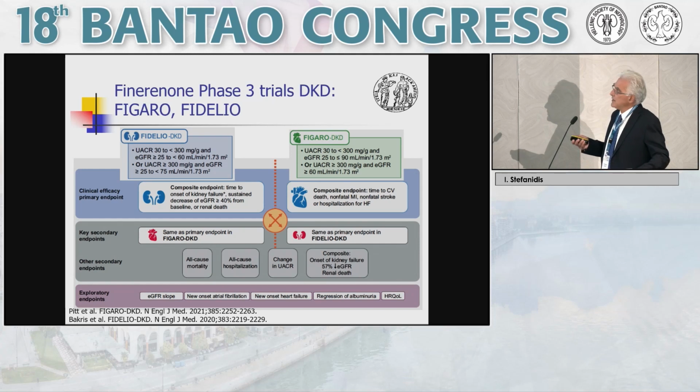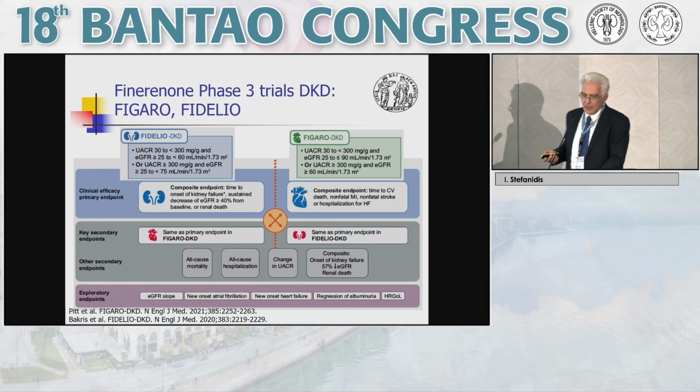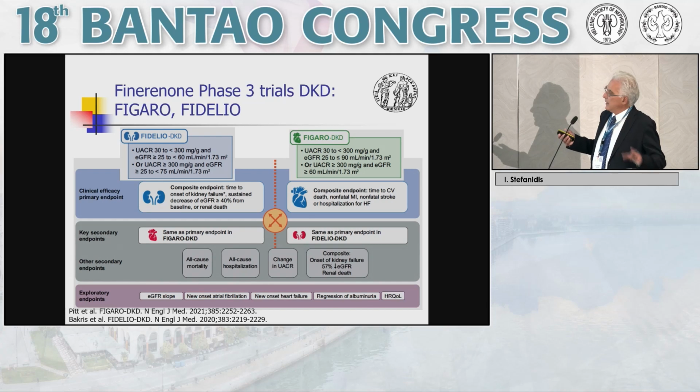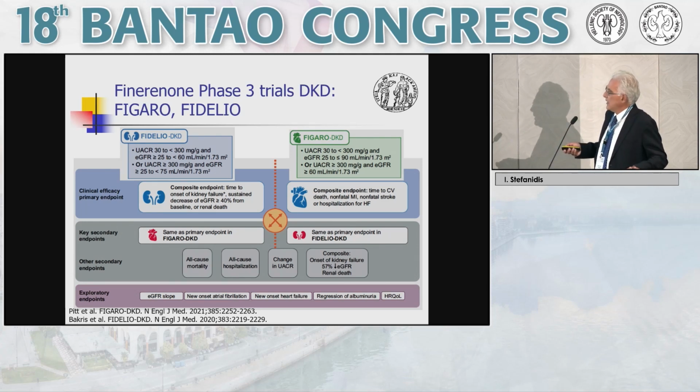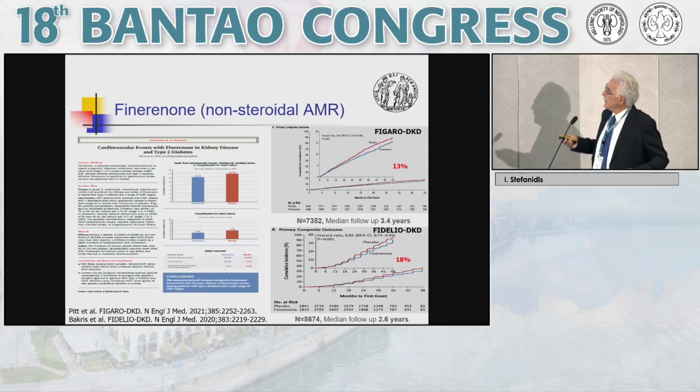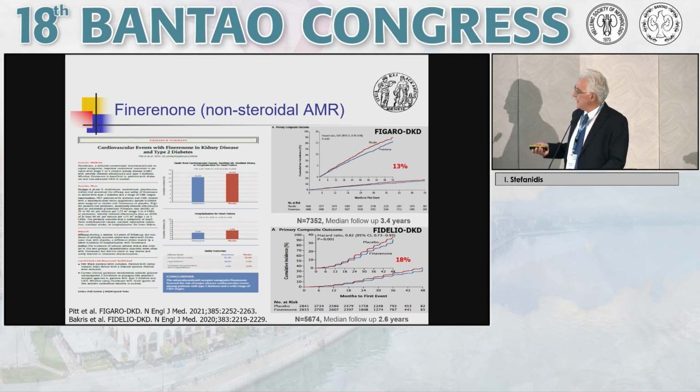Studies, Fidelio and Figaro, included 5,000 patients and 700 patients in diabetic nephropathy, with GFR more than 25 and albuminuria. They were parallel studies, similar and complementary. They studied, apart from the primary endpoints, the influence of the drug on albuminuria, which was the primary endpoint of Fidelio and the secondary endpoint of Figaro. They found 13% for the cardiovascular outcome and 18% for the renal outcome, showing the influence of finerenone in these patients.